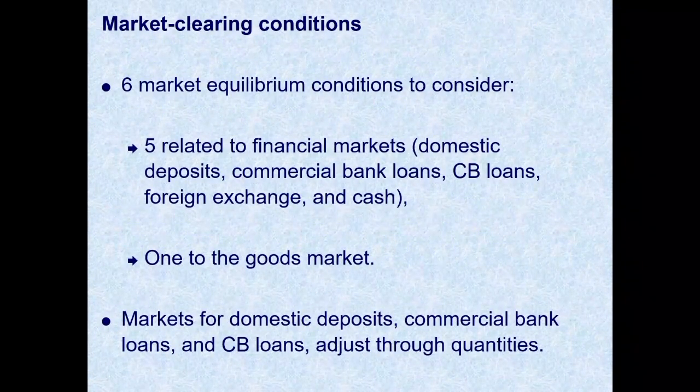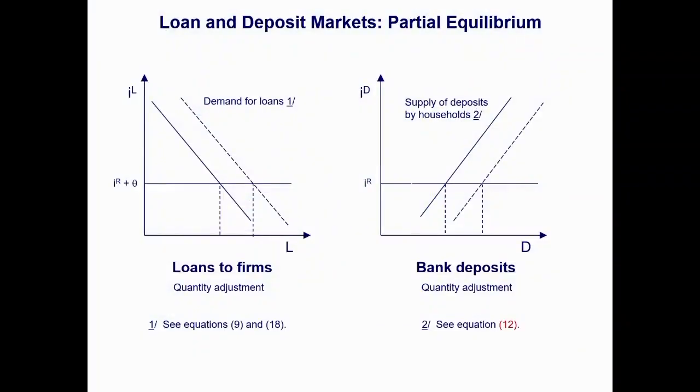Then once we have all these ingredients of the model, how does the equilibrium happen? Well, you have 6 equilibrium conditions to consider, 5 related to financial markets, and 1 to the goods market. The first one that we considered is the market for loans. Remember that the banks set the interest rate on loans, that's the IL here. They set the interest rate, and they provide all the loans that firms demand to finance their investment. So it's as if you have a supply of loans that is perfectly elastic at IL.